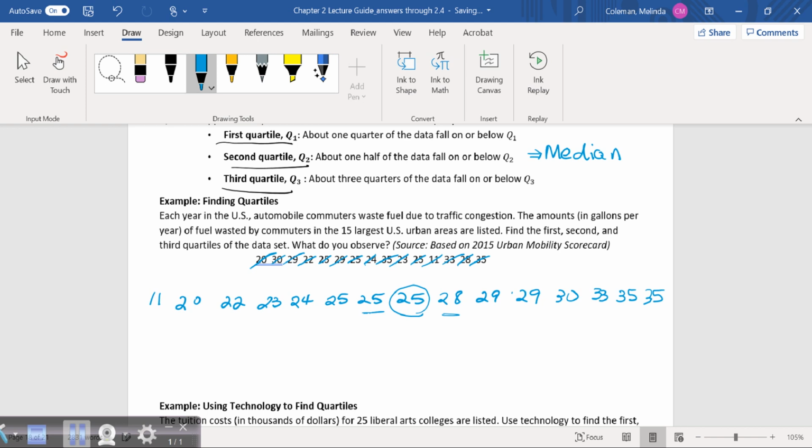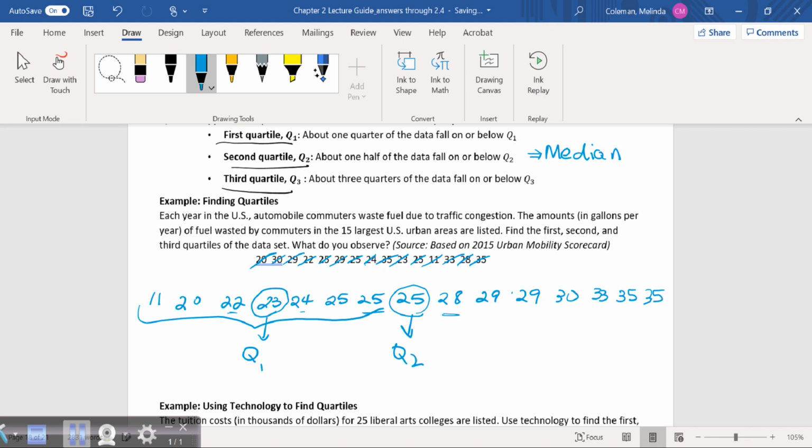From there, then, your Q1, or your first quartile, is going to be midway in the next set of data. So again, there are 7 pieces of data here. So halfway would be the 4th piece of data. 3 on this side, 3 on this side. So this is the 4th piece of data, making 23 the first quartile.